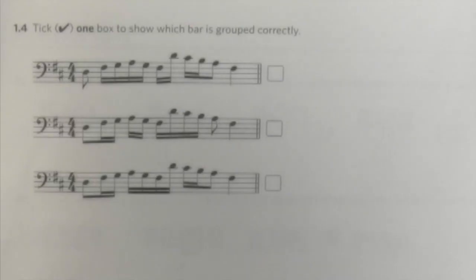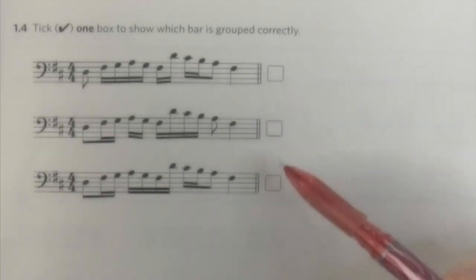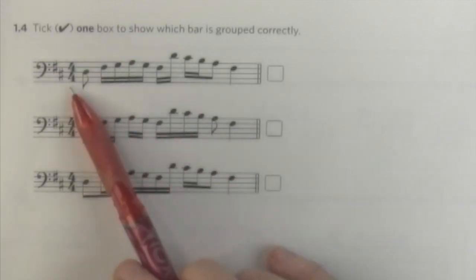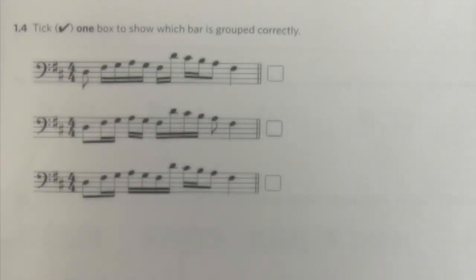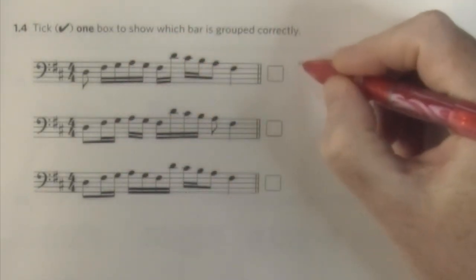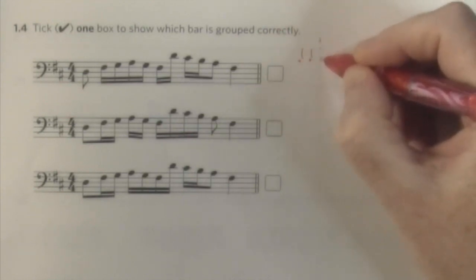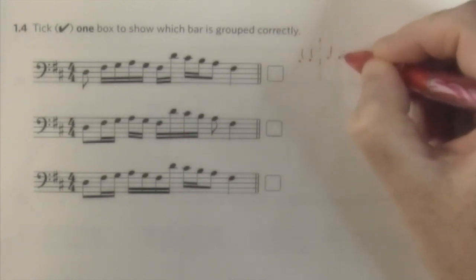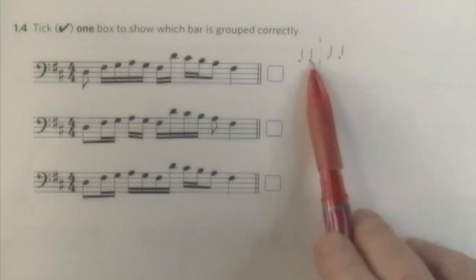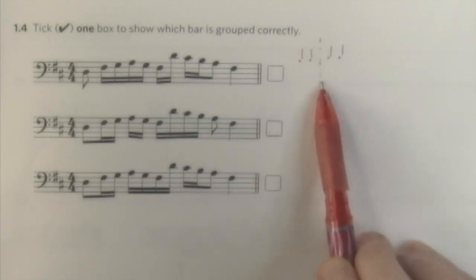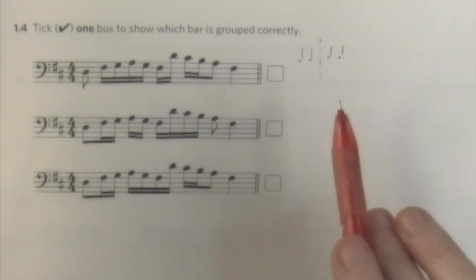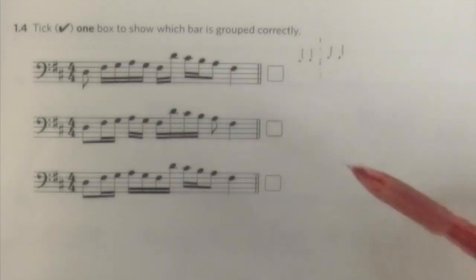Question 4. In question 4, we need to tick the box that shows the only bar grouped correctly. We are in 4/4, which means 4 crotchets in a bar, and the grouping should be like this. We have 1, 2, middle of the bar, 3 and 4. This is very important because we can't have 2 and 3 merged together. We need to see the half of the bar. This happens in 4/4 and in any other time signature except the ones with an odd number.